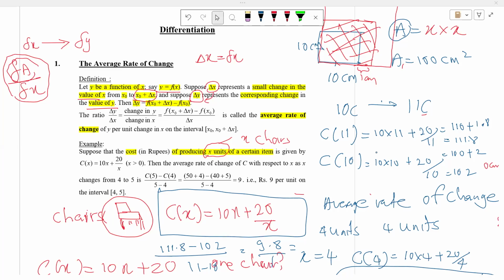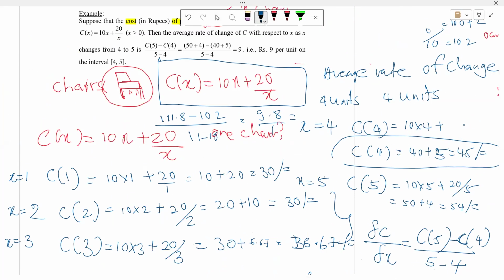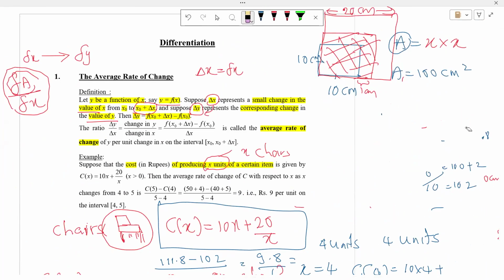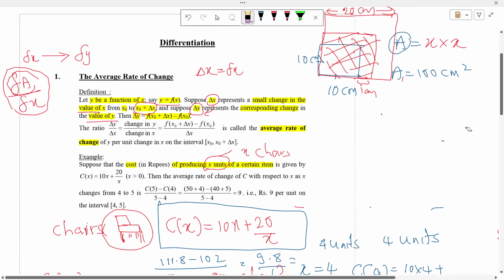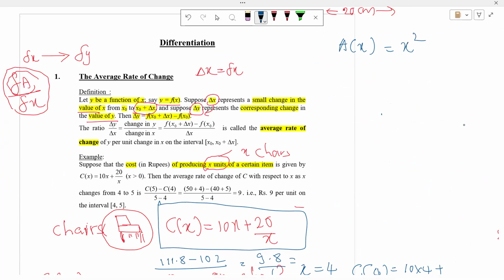Okay, I will explain with this example, then you can easily understand. I think you know what a function is, right? Now I am telling you a function A of x is equal to x squared, right? So this is a function between the area of a square. So now we need to find out what the average rate of change is.